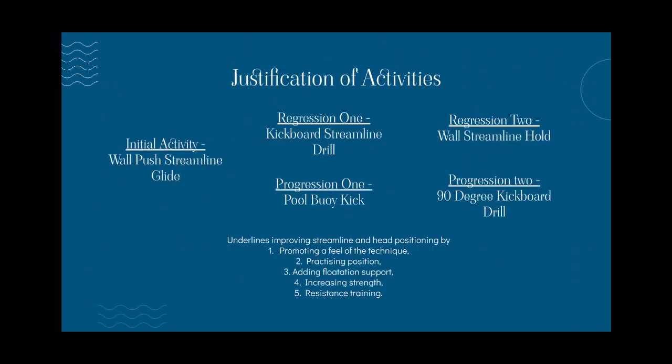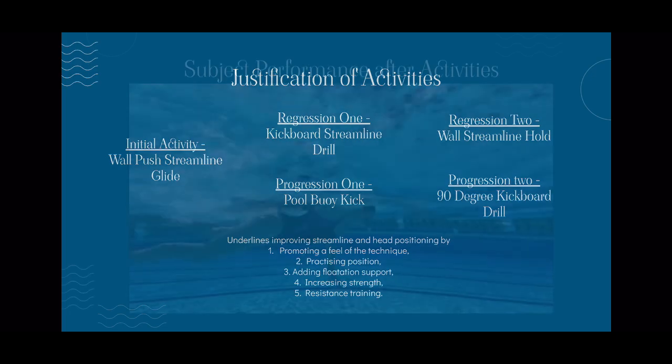The 5 of these learning activities, 1 initial, 2 regressions and 2 progressions, align with the core issue of head position, which then impacts the streamline position, impacting the overall performance. Each activity underlines improving streamline by either working on the feel of the technique and practicing positioning, adding flotation support, either a kickboard or a pull buoy, and improving technique and strength through added resistance training. From practicing and performing these activities, it has made a significant difference to the subject's performance. Let's take a look.